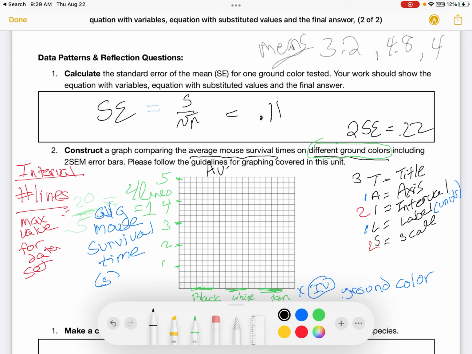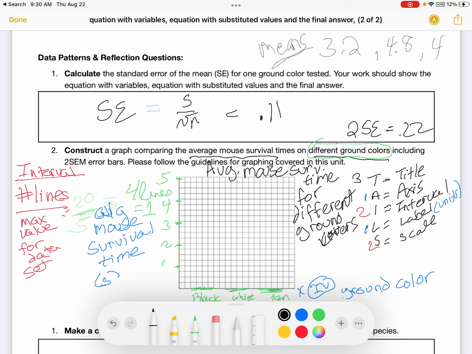So in this case, average mouse survival time for different ground colors. So usually it's whatever your IV or DV variable is, dependent variable, compared to, or in relationship to, or for. You usually have some kind of connecting word, transition word right there. And then you list your other label, colors, okay? Now you're ready to graph.